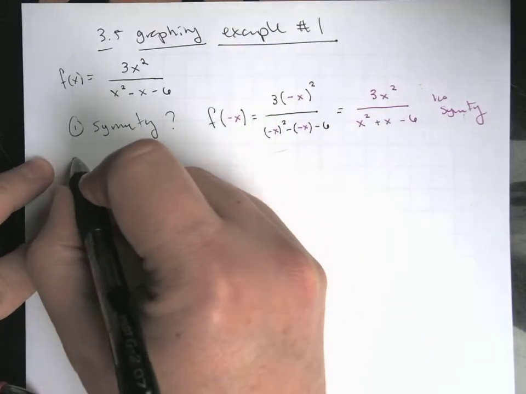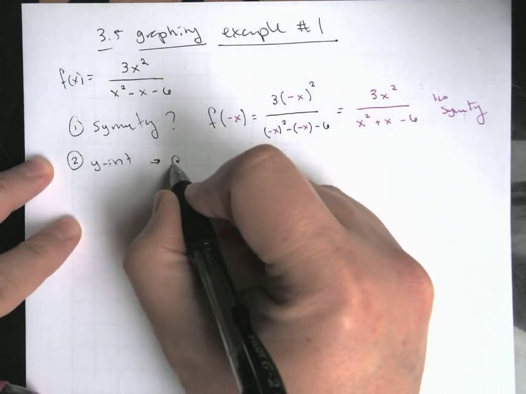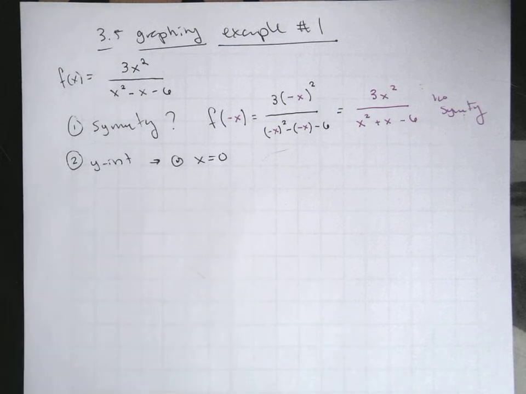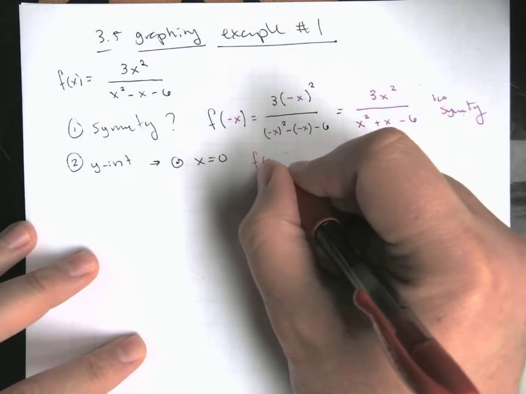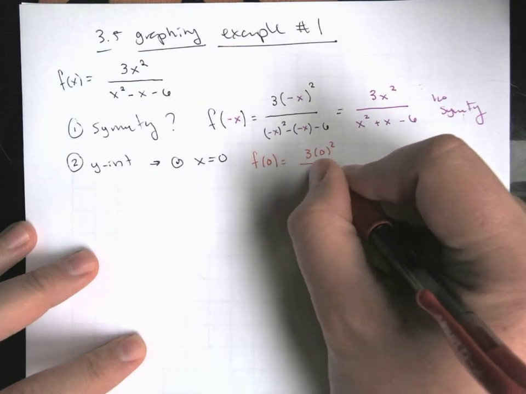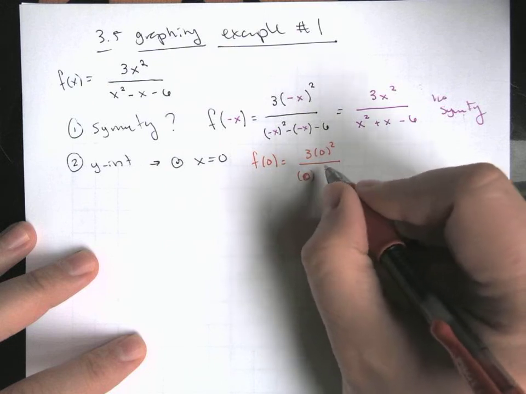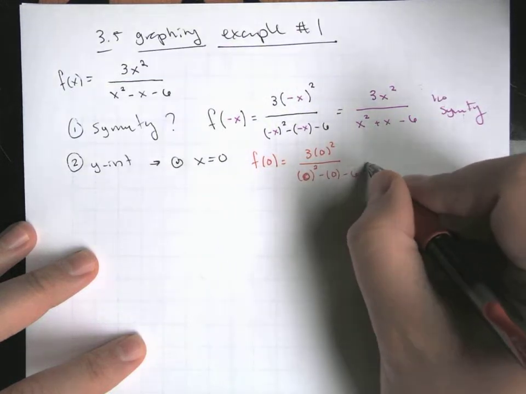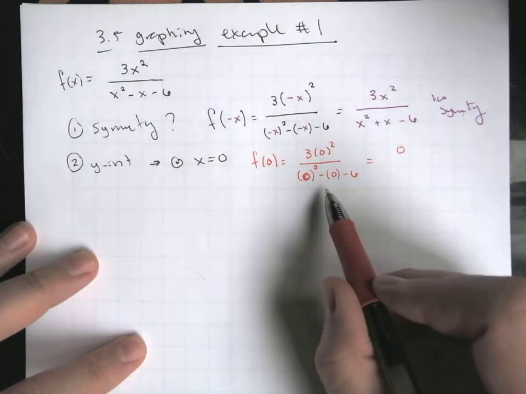Next is y-intercept. Just the one, so that's at x equals 0. So we'll just sub that in. So f of 0, so 3 times 0 squared. We almost don't even need to worry too much about this. We're obviously going to get a 0 on top, so that would make everything 0. The thing we really need to check more than anything else then is, are we also going to get a 0 on the bottom?